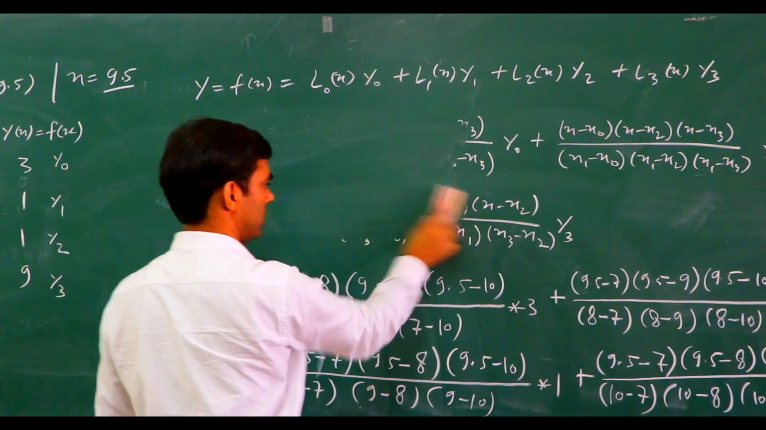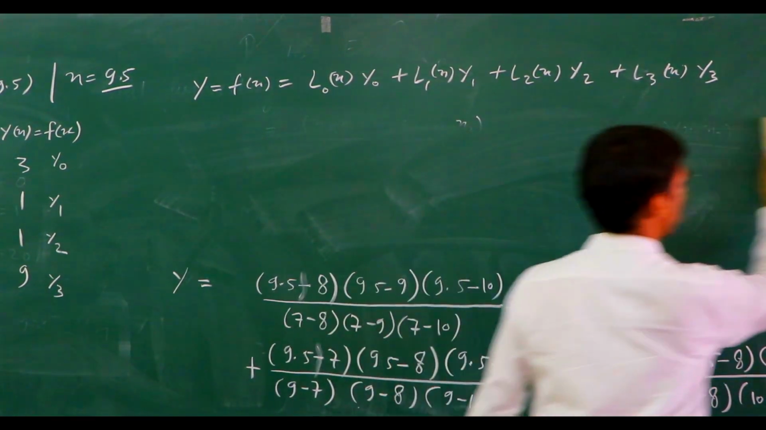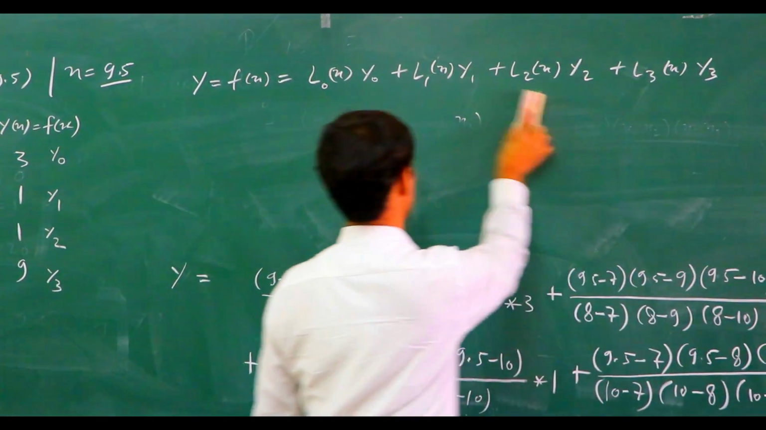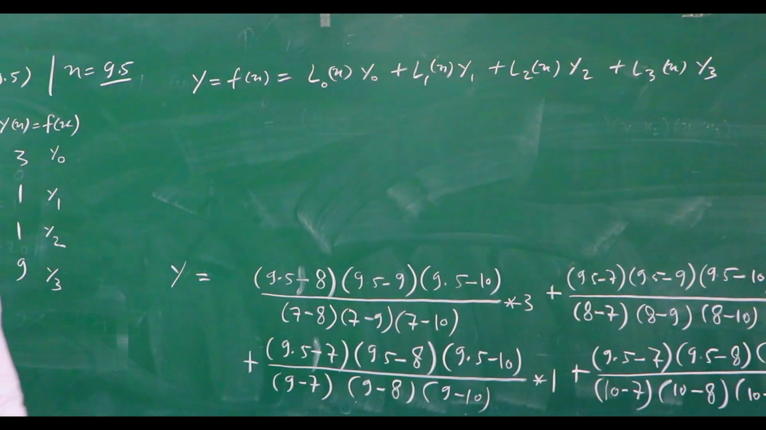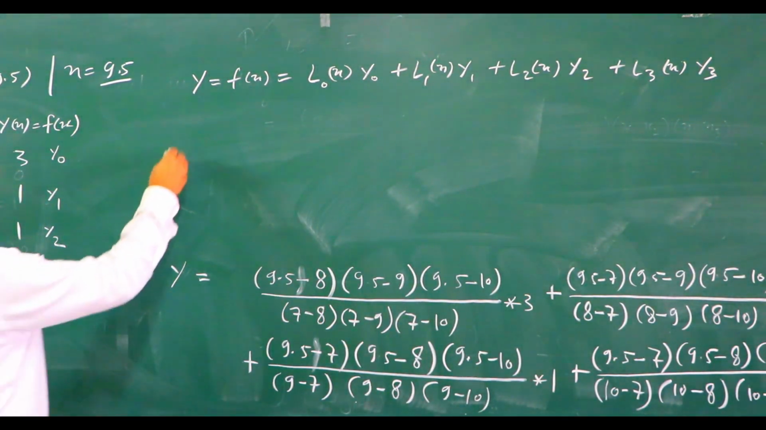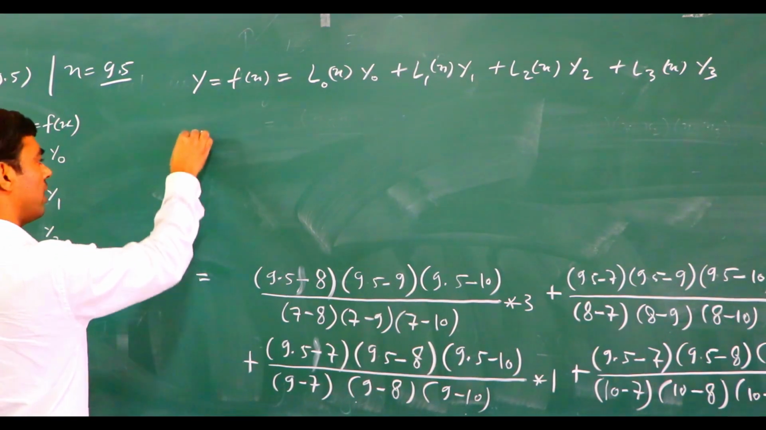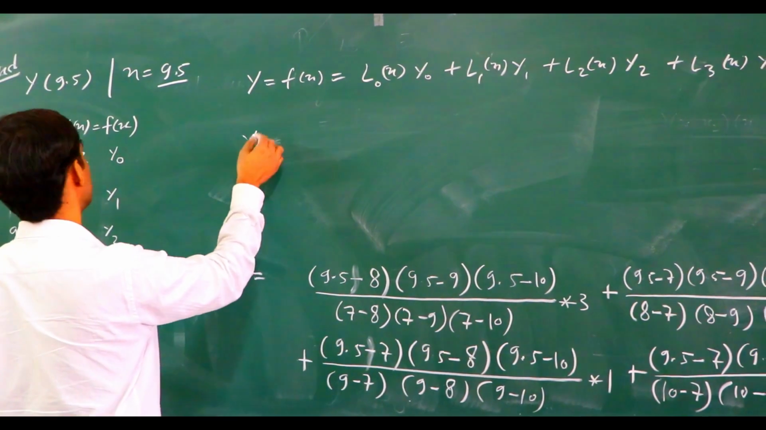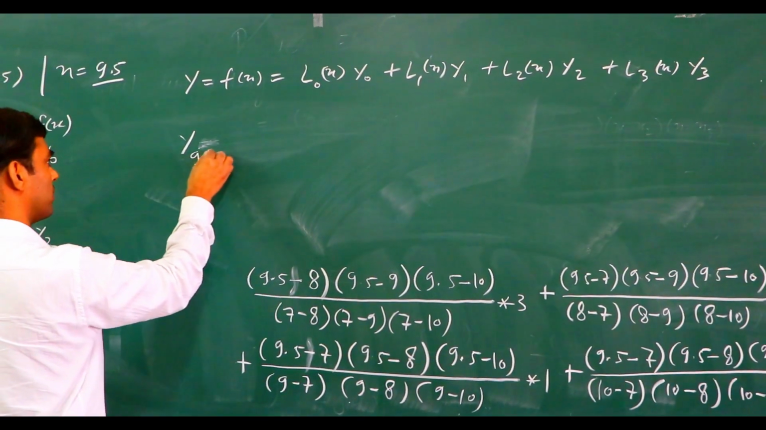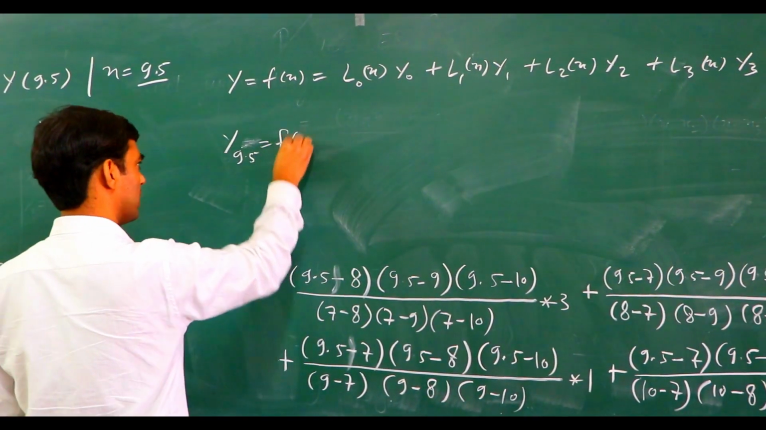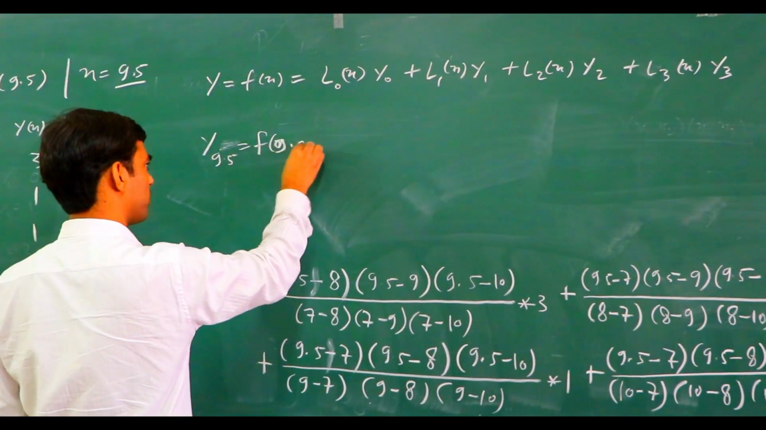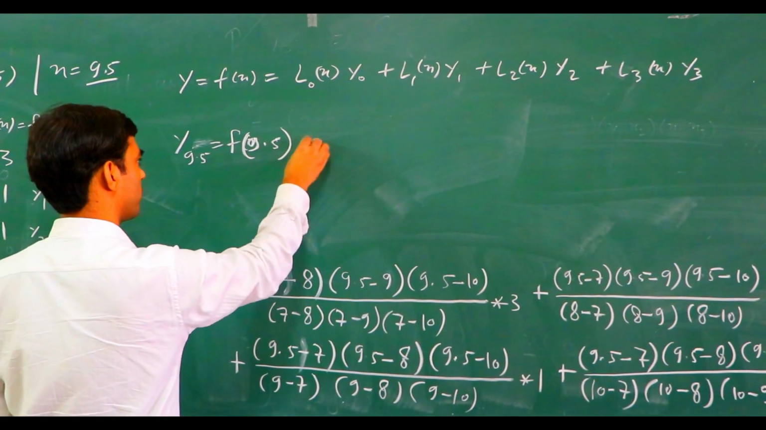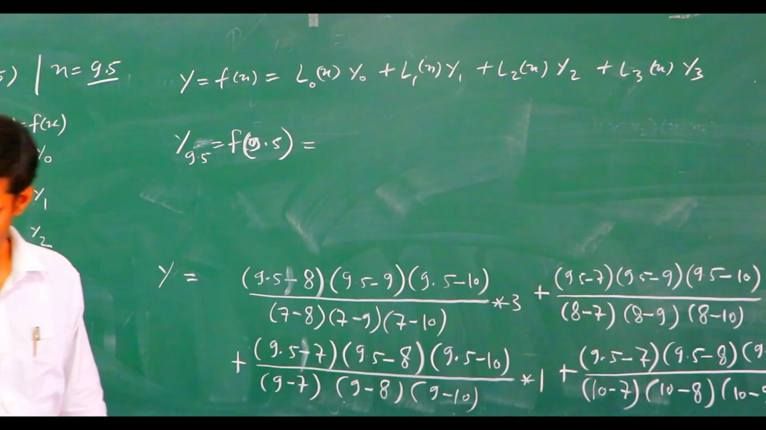So if we simplify this result, what is the value? First we erase this one. So what is the value? Here we noted down the values of this one. What is the value? Value of y is what? Value of y at 9.5, or you may also write this as f(9.5). What is the value?